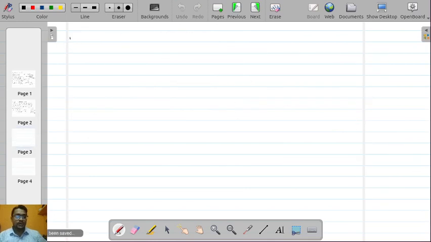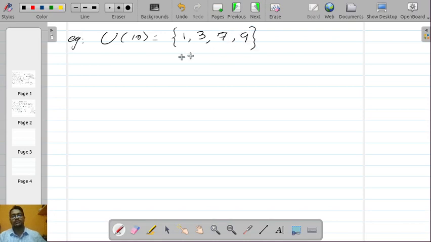Another example, U_10. What is U_10? U_10 is the set of all integers which are less than 10 and relatively prime to 10. So 1 is relatively prime, 3 is relatively prime, 5 is not relatively prime, 6 is not there, 7 is relatively prime, 8 is not relatively prime, 9 is relatively prime. So 1, 3, 7, 9. This is a group with respect to multiplication modulo 10.